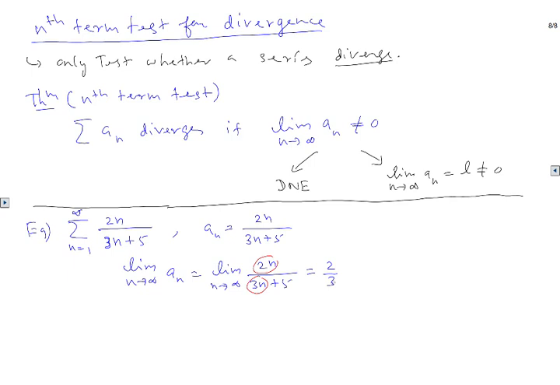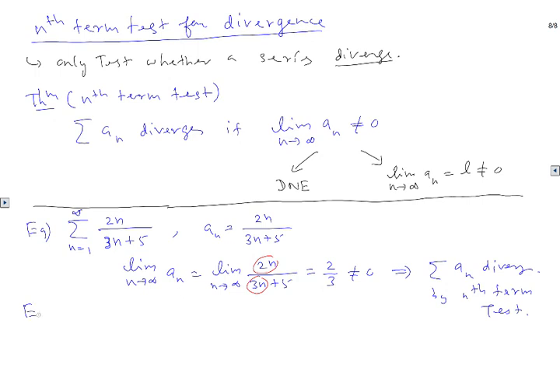Because when n goes to infinity, you can ignore 5. You only need to worry about the dominating term of the numerator and the dominating term of the denominator. So it's 2/3, which is not equal to 0. Therefore the series diverges by the nth term test. You have to write the argument. So that's the argument.